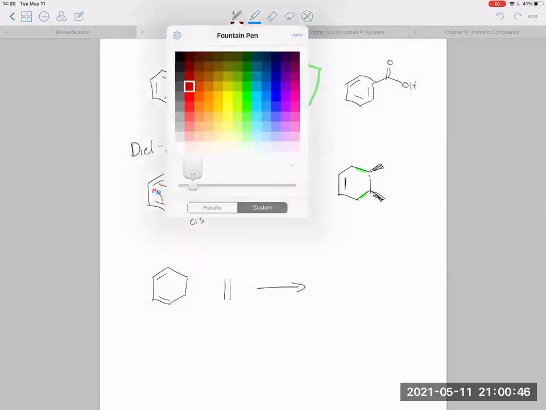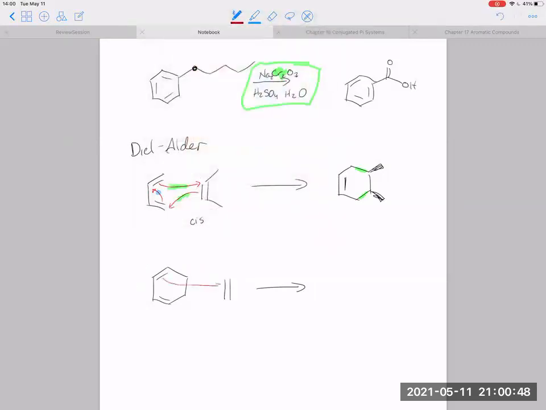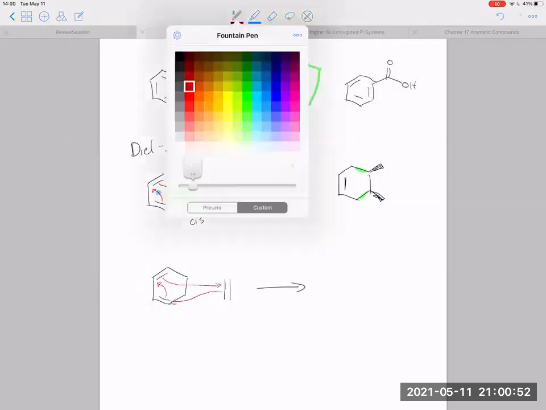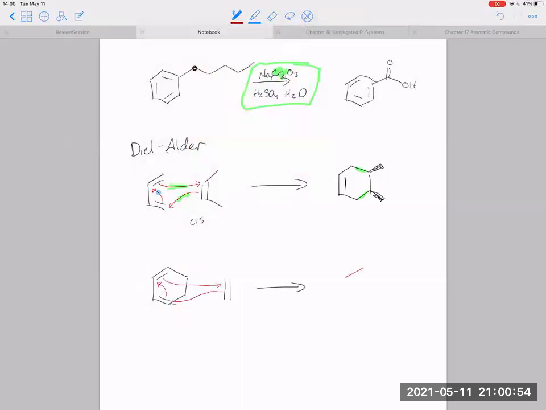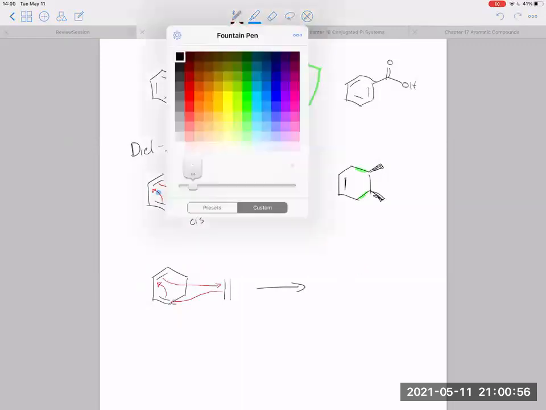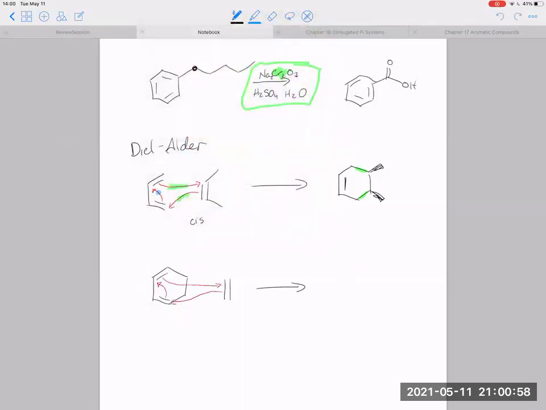So again, I'm going to have my electrons flowing in the same way, but my original hexagon, like two carbons will go up, kind of, is preserved, and then you have like this bridge formed on top of it. So my drawing is terrible. Let's see if I can find a good lecture slide.